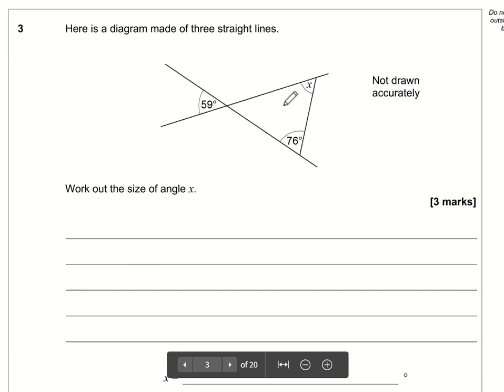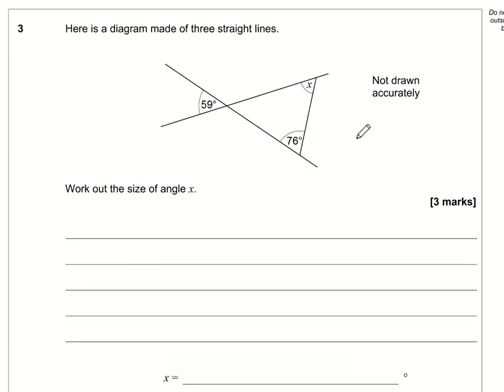Here is a diagram made of 3 straight lines, and we want to work out this angle here. The way to do this is to remember that this angle is opposite to this angle here, so this is 59 degrees. So here we've got a triangle.